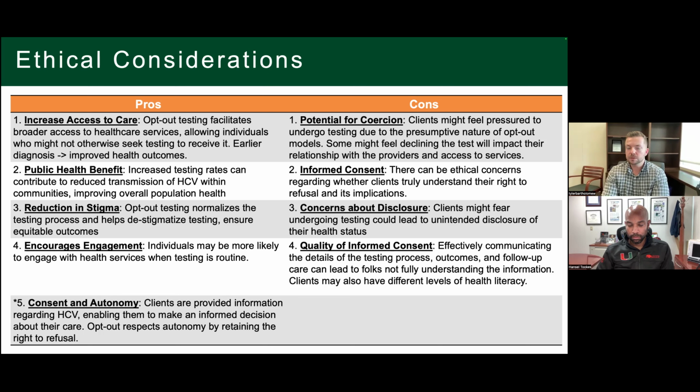So opt-out testing must always fundamentally respect the autonomy of our clients by retaining the right to refusal. And this is where people can do this wrong, is diminishing someone's autonomy, compromising their autonomy, and not presenting a clear pathway to refusal for the client. So think about the pros to that and the cons to this related to potential coercion, which we've already discussed, concerns about disclosure around testing, and then quality informed consent. All of these can be handled by thoughtfully thinking about how testing is going to be implemented and the type of language that you're going to be using.